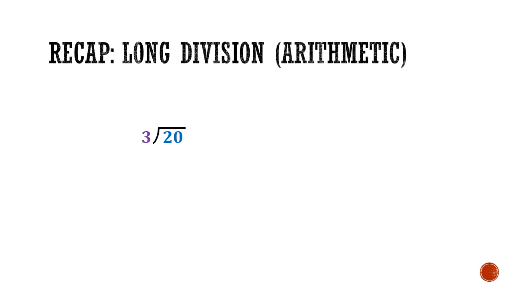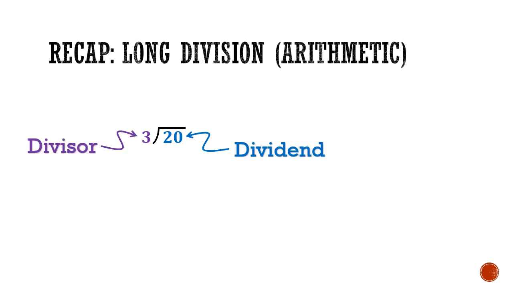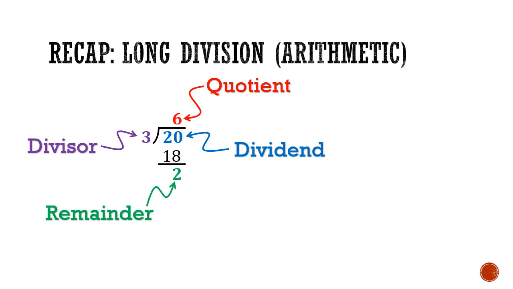Now, before we go into the long division of polynomials, we need to go back in time to arithmetic long division. Let's take 20 divided by 3. 20 is the dividend and 3 is the divisor. We will get a quotient of 6. Now 6 times 3 gives us 18, and we subtract 18 from 20 to get a remainder of 2.